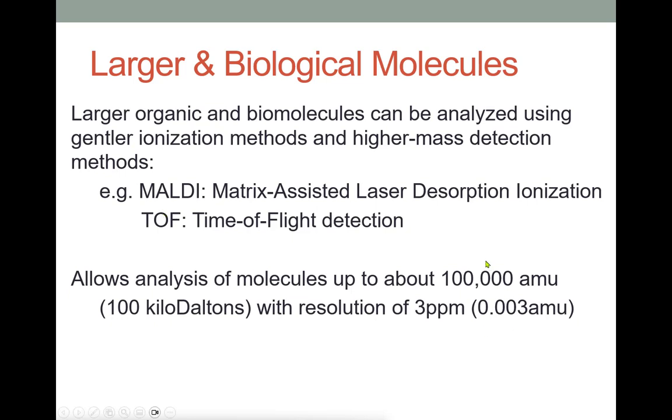This gets us up to about 100,000 mass units, or what biochemists would call 100 kilodaltons. So we just call an AMU a Dalton in biochemistry. So 100 kilodaltons, that's a pretty good size protein. There are bigger, there are smaller, but this kind of technique works pretty well for that.